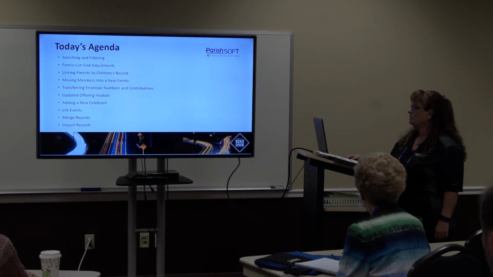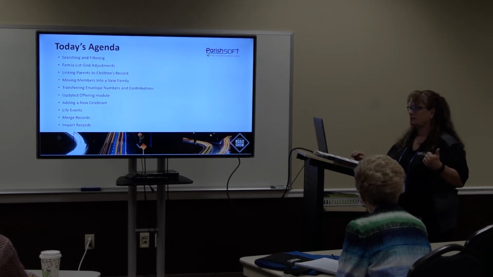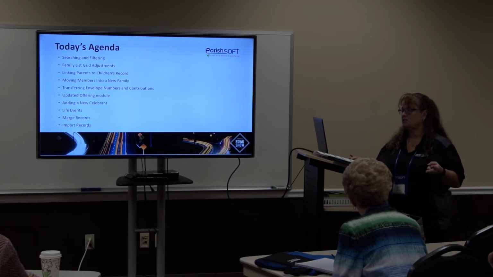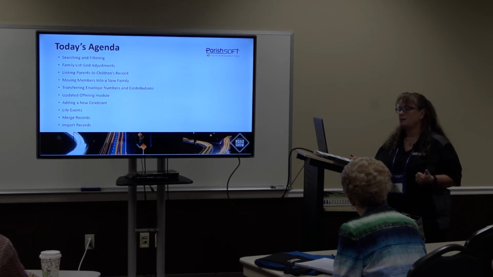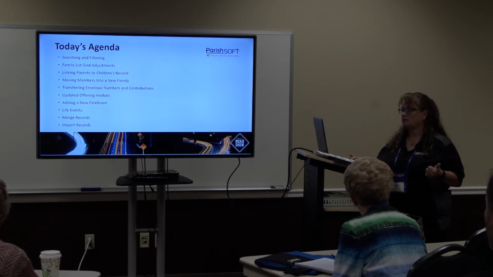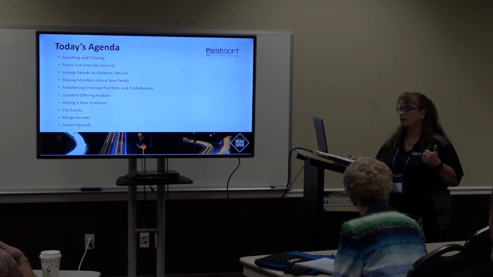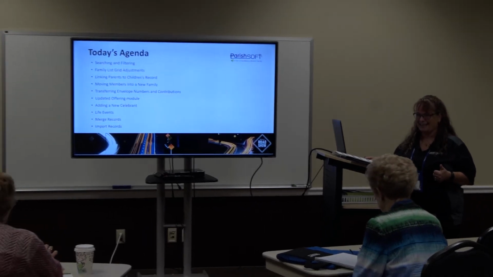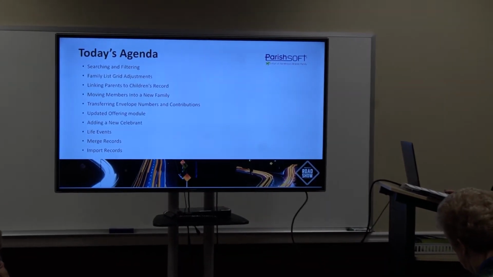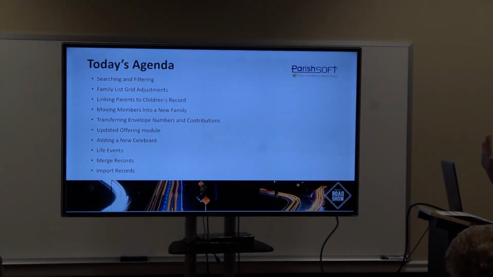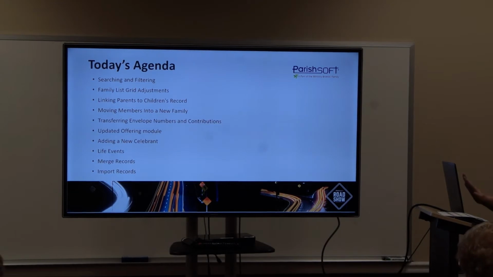So during this session, we're going to cover searching and filtering, family grid list adjustments, linking parents to children's records, moving members into a new family, transferring envelope numbers and contributions, updating the offering module, adding new celebrants, life events, merging records, and imports, and that's a lot. So I'm going to get through all that. But this was supposed to be a tips and tricks. So these are the tips and tricks that I've prepared.